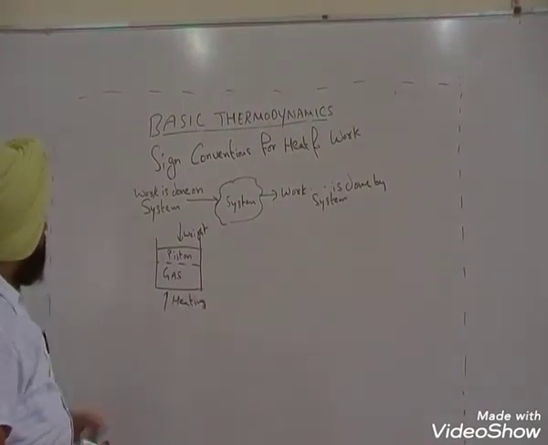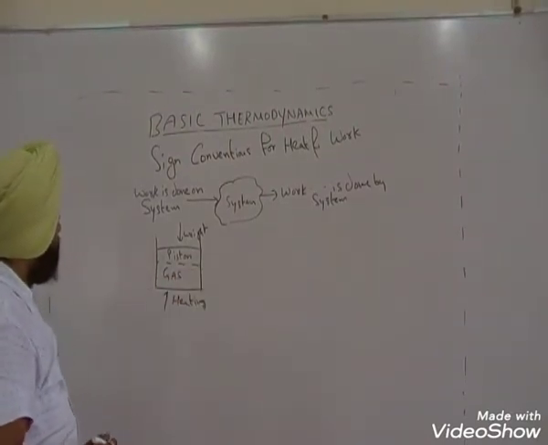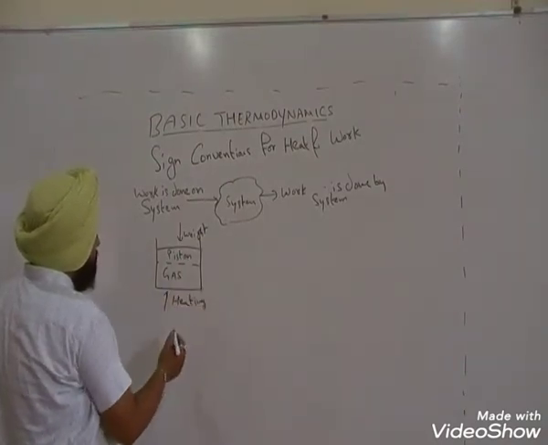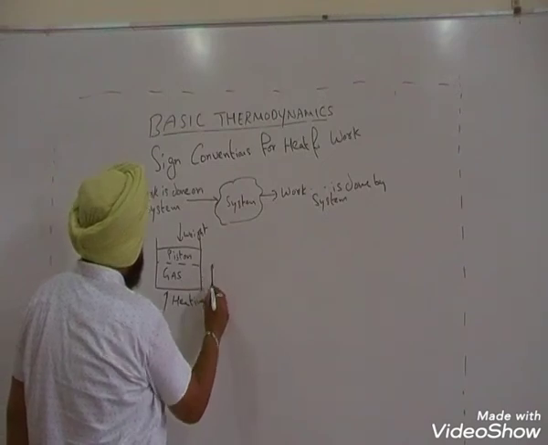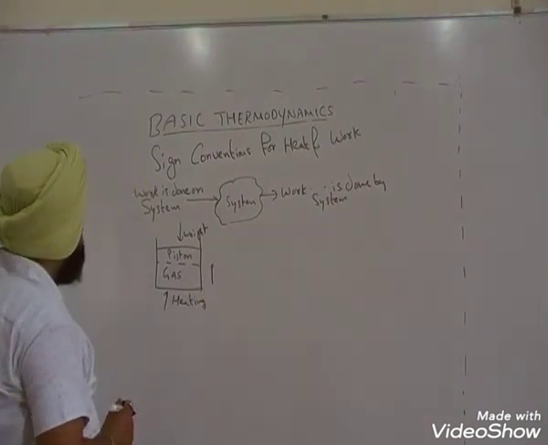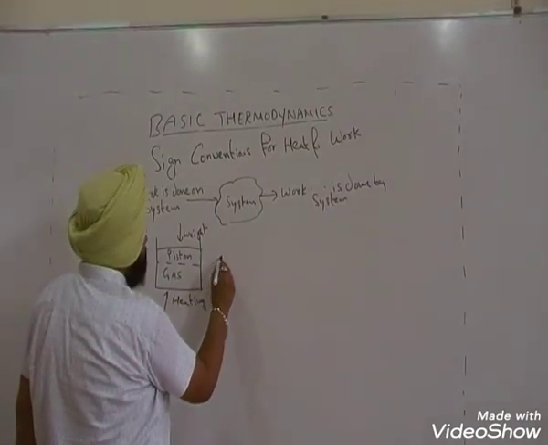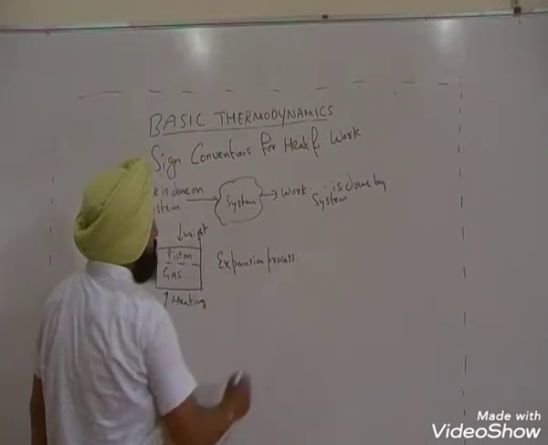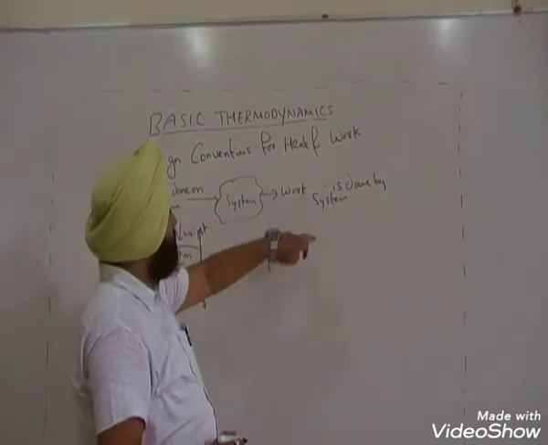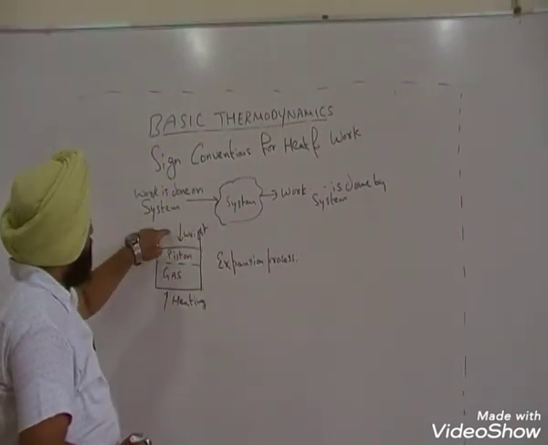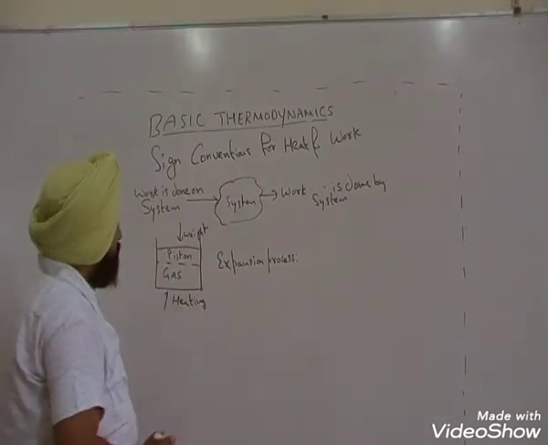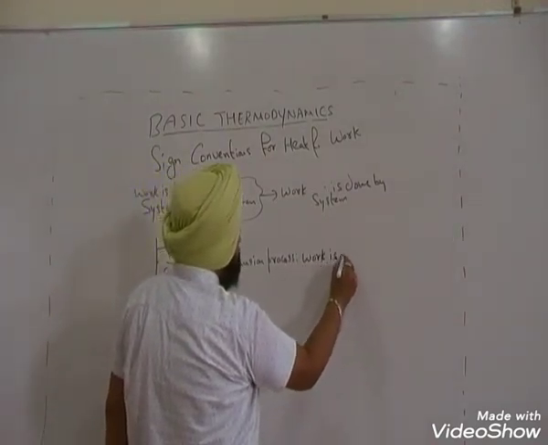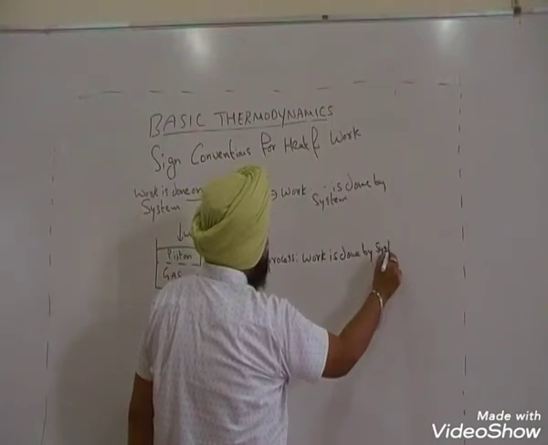When you are heating the gas, the gas molecules gain momentum and create pressure on the piston to move forward. The volume will increase and the pressure will decrease. This is an expansion process. In an expansion process, work is done by the system; the gas is acting on the weight. So for an expansion process, work done by the system is considered positive.